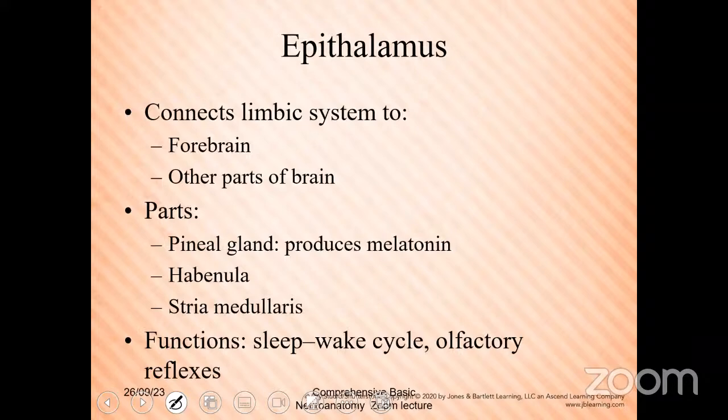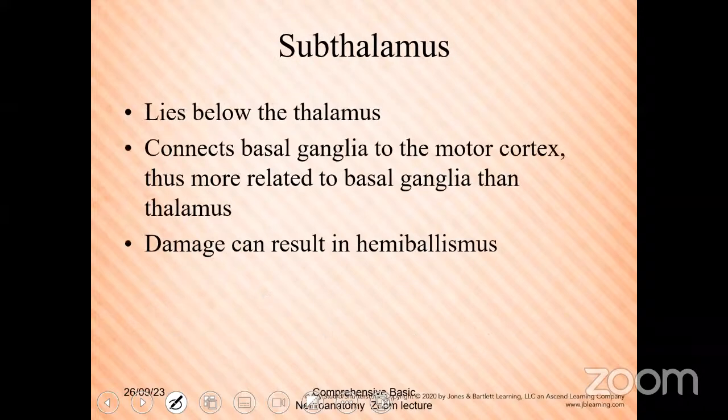There's some part which I showed you, the epithalamus, which connects the limbic system to the forebrain and other parts of the brain. Pineal gland produces melatonin, habenula, stria medullaris. The important thing about the epithalamus is it controls the sleep-wake cycle and all factors like this. Subthalamus is another region just below the thalamus and connects basal ganglia to the motor cortex, thus more related to basal ganglia than thalamus. The damage can result in hemiballismus, that is subthalamus.